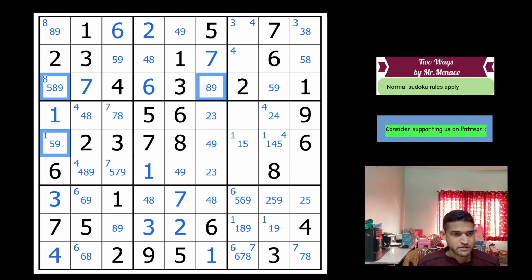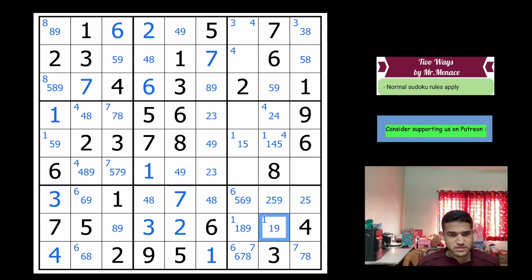An XYZ-wing typically needs to be across 2 boxes only. So that is not an XYZ-wing. So can we see if this is a 9, 9 is here, 9 goes here, 9 goes here, 9 goes here, and 9 goes here. No matter what I do, guys, I always end up with a 9 here.